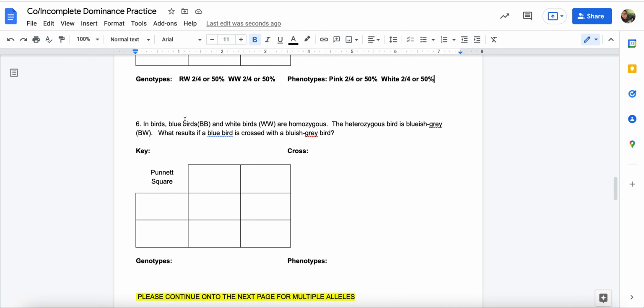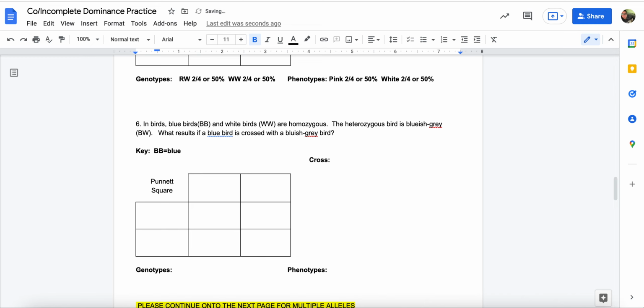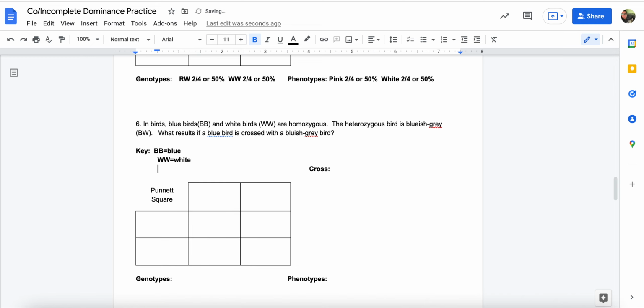Number 6, in birds, bluebirds. So let's go right to our key. Capital B is blue. And white birds, capital W, capital W, that's white. They're homozygous. The heterozygous bird is a bluish gray, capital B, capital W. So we put bluish gray. What results of a blue bird crossed with a bluish gray bird? So when we go to do our cross, blue, capital B, capital B, crossed with a bluish gray bird. Our key says that's a capital B, capital W.